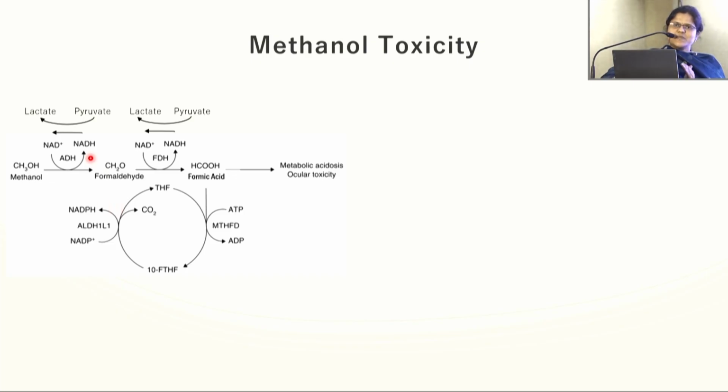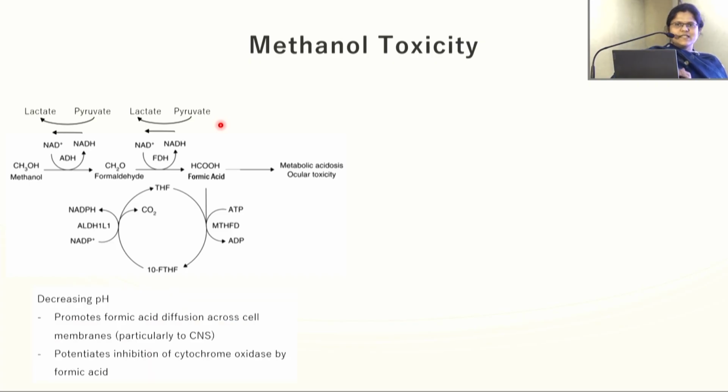What happens when there is an increased NADH to NAD plus ratio? There is increased conversion of pyruvate to lactate, occurring simultaneously. So these patients are going to have lactic acidosis as well. What happens to the formic acid? It will bind to the iron and cause inhibition of mitochondrial cytochrome oxidase, so it inhibits cellular respiration. In the presence of tetrahydrofolate, formic acid can get converted to CO2 and water. Just remember this because that will help us with the management part.